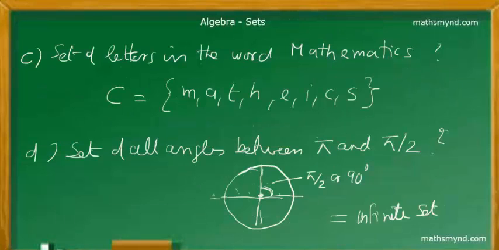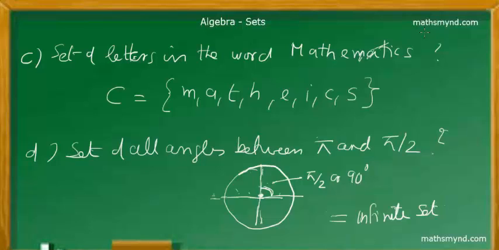What about the set of letters in the word mathematics? Now, as I already told in the first question, you can use the same technique here also. So M, you can see that the letter M is getting repeated here, so you may cancel the second M. Then A, again it's getting repeated, and T, again it's getting repeated. Then H, there's no repetition. E, there's no repetition. I, there's no repetition. C and S also, there's no repetition. So the answer, denoting the set C, is M, A, T, H, E, I, C, S. So that's the answer.